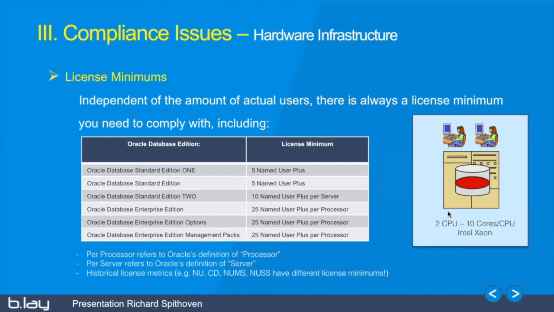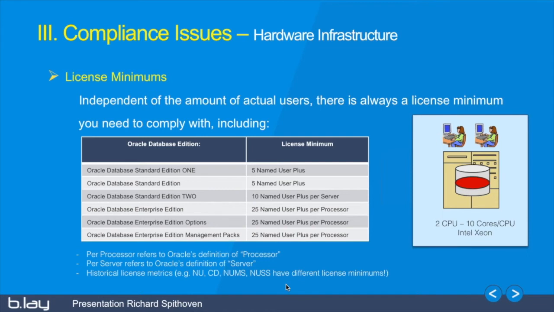Now, a lot of customers tend to forget that, and especially in test and development environments, where many different databases are installed on many different servers, this easily adds up to a huge number of licenses that customers need to comply with, because they simply forget that you need to have a minimum number of licenses at all times. In addition, people should be aware that there are a lot of historical licensing metrics, like named user, concurrent device, named user multi-server, and named user single server, that all have their different licensing minimums. So licensing minimums are in almost all cases applicable and have changed over time, but have always been there and therefore should be taken into account.